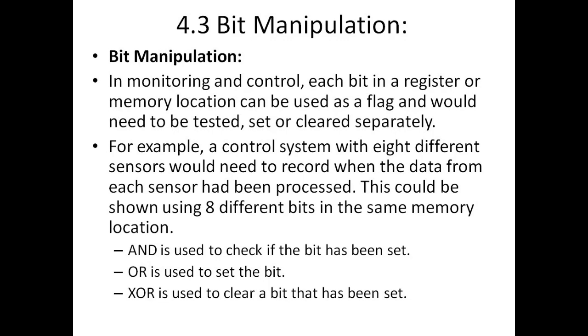If any of the sensors has picked up some data, that specific bit would be represented as 1. For those sensors which have not picked up any data, the bit would remain at 0. Now when we are talking about bit manipulation, we use the AND operation to check if a bit has been set, OR operation to set the value of a bit, and XOR operation to clear a bit that has been set.